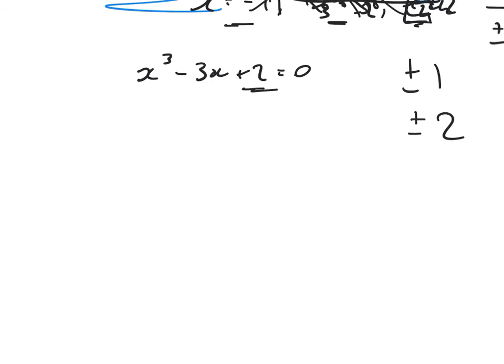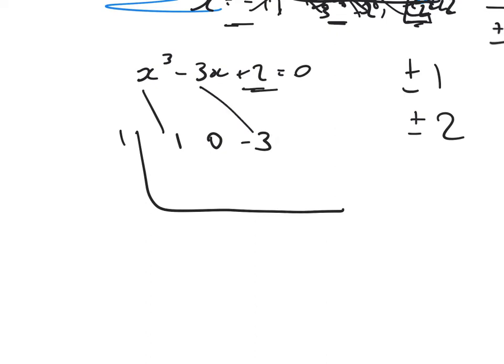Okay, let's try another. We're going to solve x cubed minus 3x plus 2 is equal to 0. Okay, so here are my factors at the side that may work. So let's try 1. Coefficients being 1. There's a 0x squared coefficient, so I must include that. And then minus 3 and plus 2.